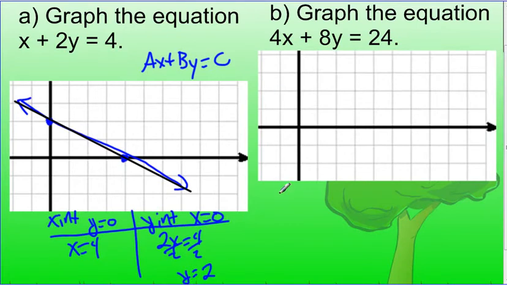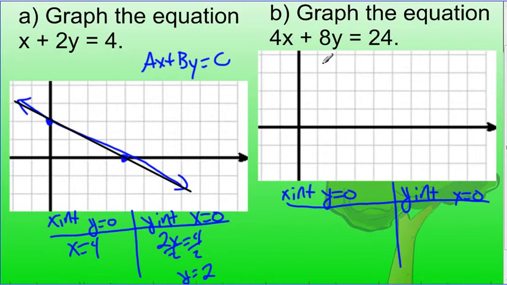Alright, so the x-intercept happens when y equals 0. The y-intercept happens when x equals 0. So when y equals 0, that piece is 0, so we get 4x equals 24. Divide by 4, divide by 4. These cancel. x equals 6. So I can count 1, 2, 3, 4, 5, 6. Right there, my line is going to cross through that point. I don't know if the line's up here or down here or over here someplace, but I know it's going to go through that point.